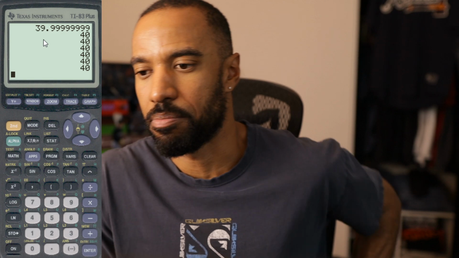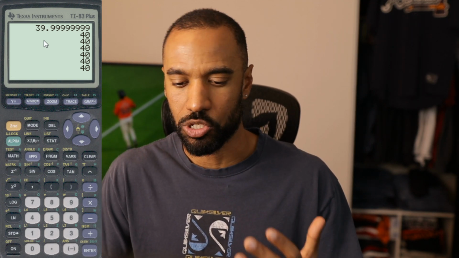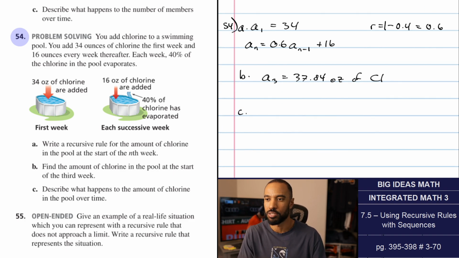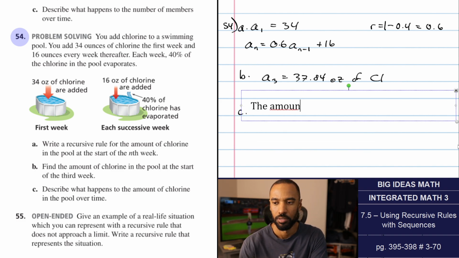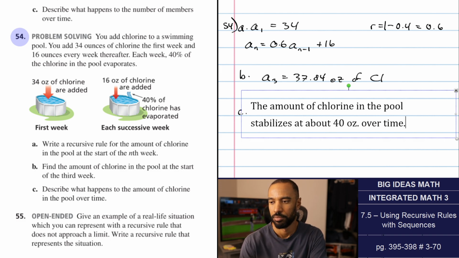40. So it's that same thing, right? 60% of 40 is 24. And 24 plus 16 is 40. So that's that restorative balance. Once you hit that number, eventually it stabilizes. So that's the same thing as this one. So the amount of chlorine in the pool stabilizes at around 40 ounces over time.